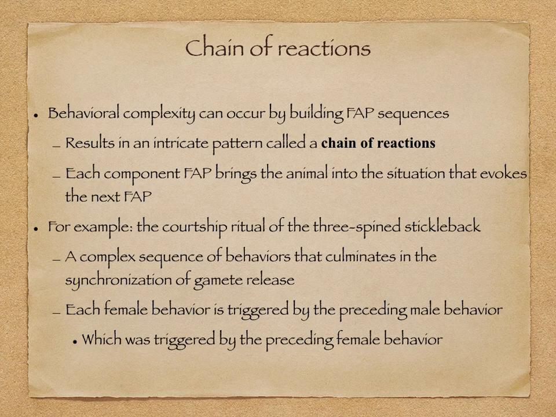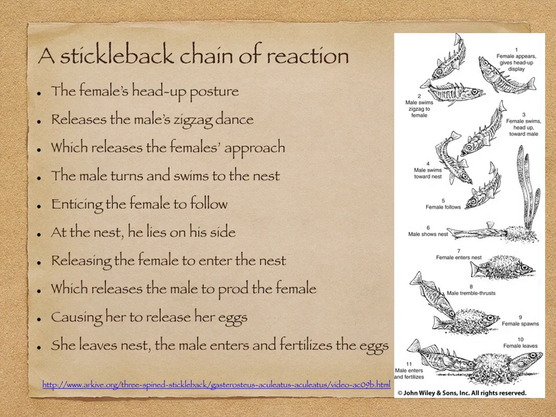This can lead to a chain of reactions where individuals are triggering each other's FAPs back and forth, back and forth. I'm going to put up this link to the stickleback behaviors, and you can watch it online. But just remember, this chain of reactions doesn't have to be completely rigid. There are some deviations, and you can wrap back around. This is basically a mating chain, that if it fails at some point, they can start again or wrap back around to a different area until they complete the behaviors correctly.